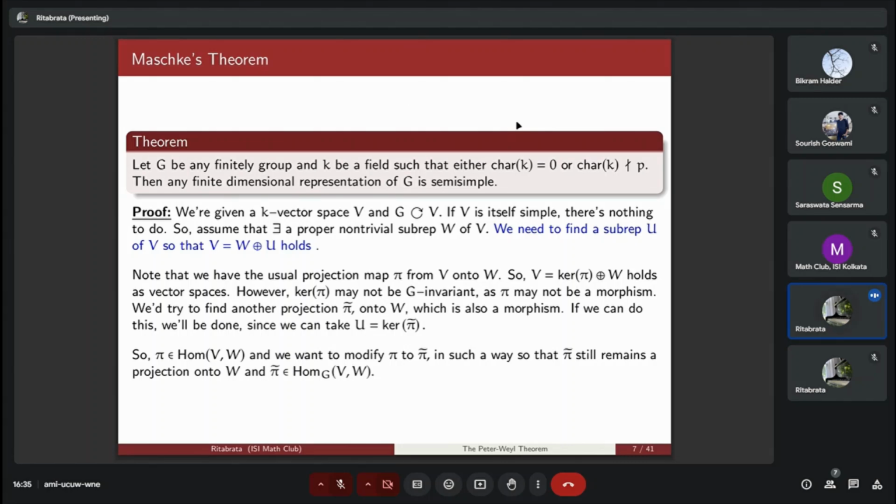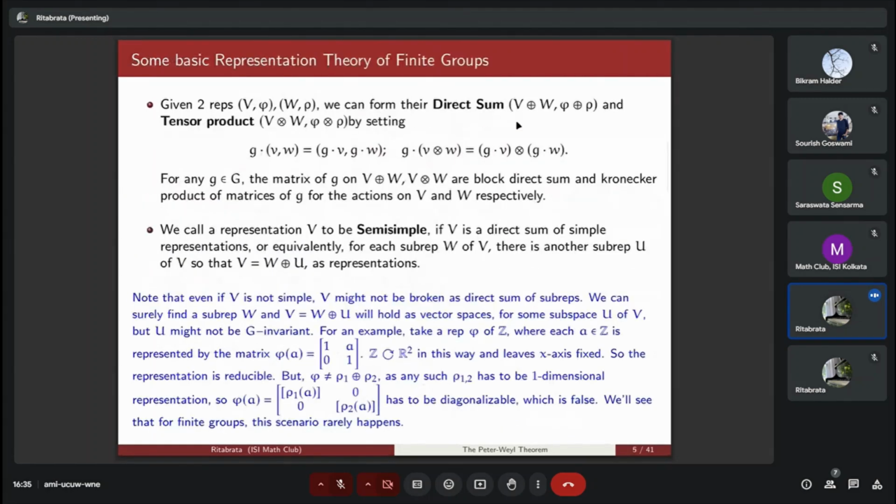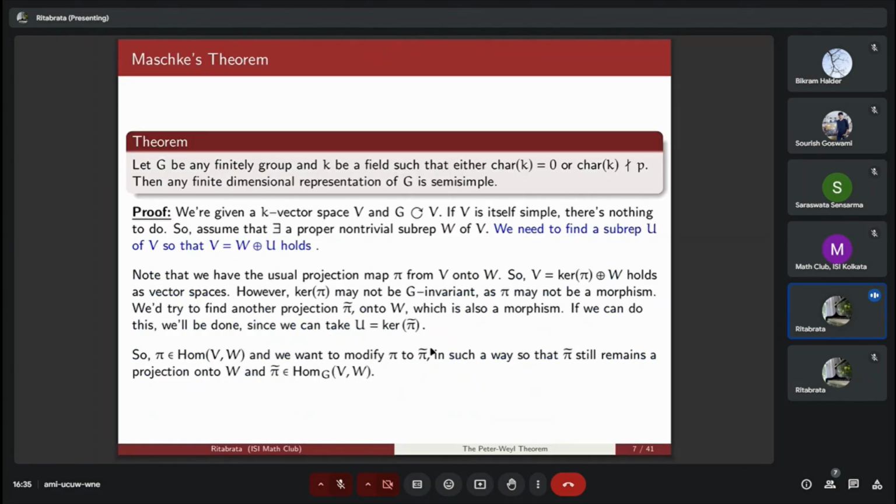Then it says that any finite dimensional representation of G is semi-simple. In the previous slide, we have seen that if we take our group to be the infinite group Z, then this is not the case. There are non-semi-simple representations. In fact, there are many of them. But this theorem says that if you have a finite group and it acts on a vector space over a field whose characteristic doesn't divide the size of the group, then any representation will be semi-simple. That is, you can always write it as a direct sum of simple representations.